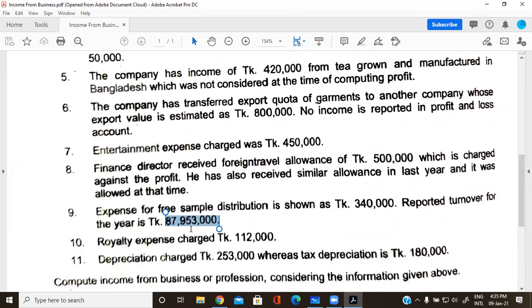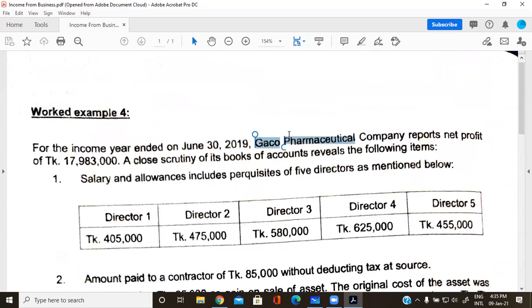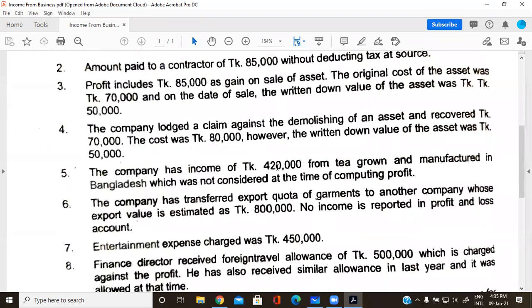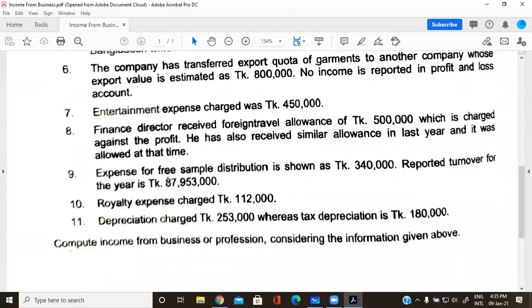Is it more than 5 crore, less than 10 crore? Yes, sir. Okay. Is it a pharmaceutical company or a food company or other company? It is a pharmaceutical company. In that case, how much money can it spend for sample distribution? Can you recall the percentage? 1% of the turnover. So if you calculate 1% of this turnover, you will see this amount is far below the maximum ceiling. So in that case, you do not need to make any further adjustment.